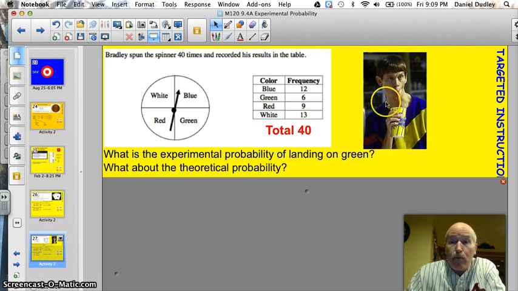Here's my friend Bradley. Bradley spun this spinner 40 times and he recorded his results in the table. What was the experimental probability of landing on green? And what was the theoretical probability that that would happen? Go ahead and answer these 2 questions on your own. Well, let's see how you did.